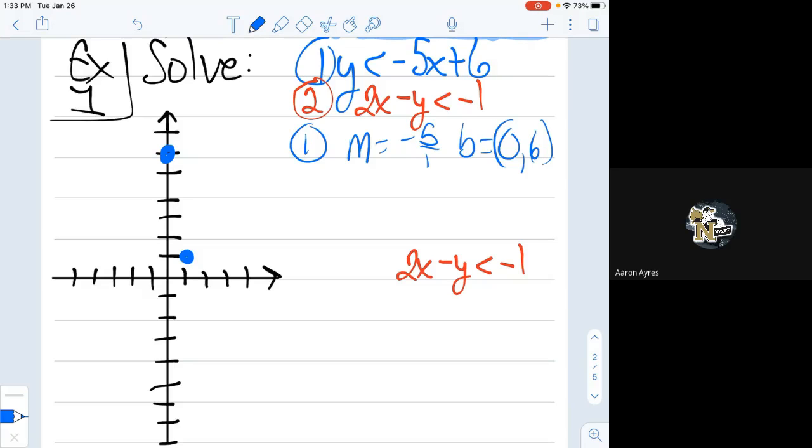This is the dashed line, right, everybody? Are they both dashed? Okay.